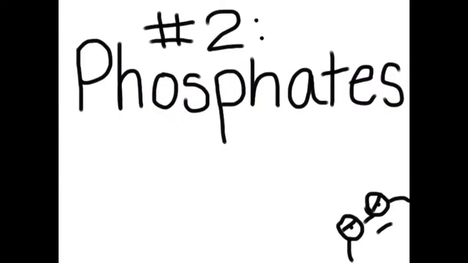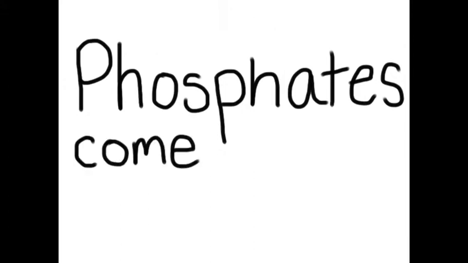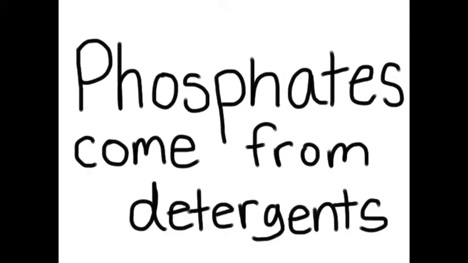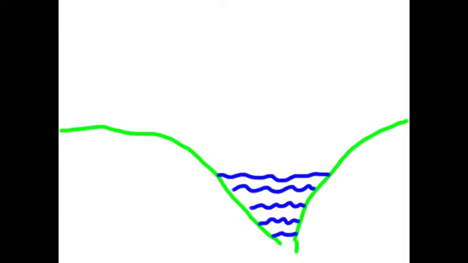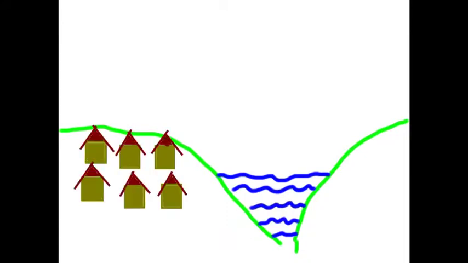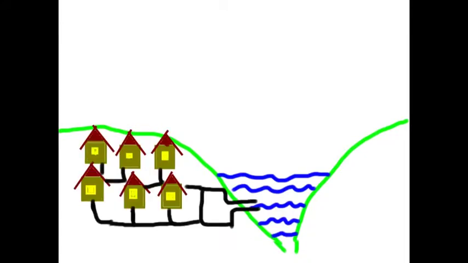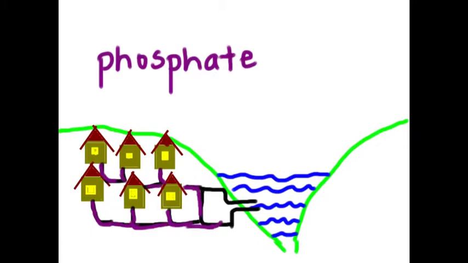The next ion we're going to study is phosphates. Phosphates come from detergents used in households and industry. Often people rinse their laundry soap and dish soap down the drain and don't realize that eventually phosphate makes it through the sewer system and out into the rivers, streams, and oceans.